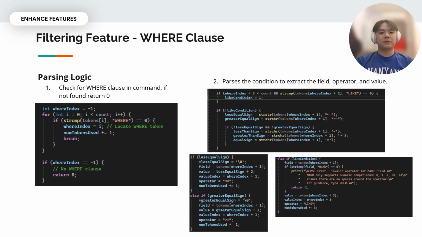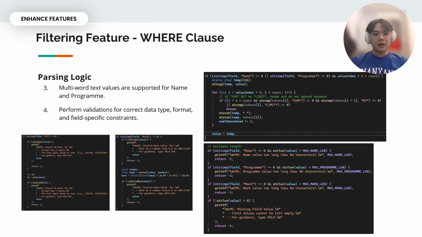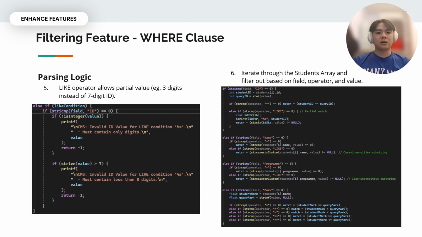This feature works by first searching for the where clause in the command, and then extracting the field, operator or like keyword, and value. Additionally, it will apply the required validations on the values based on the extracted field. The values are validated accordingly if a like operator is used. After which, it will then filter the array for student records that fulfill the conditions stated in the where clause.